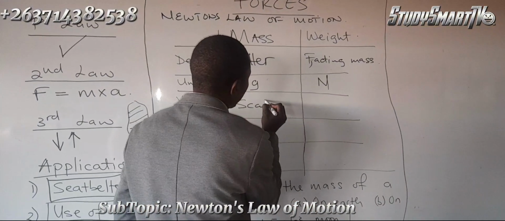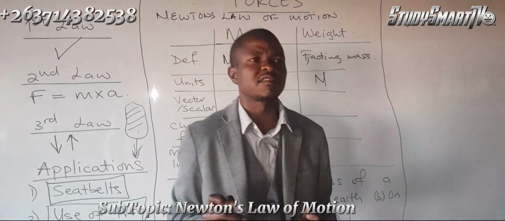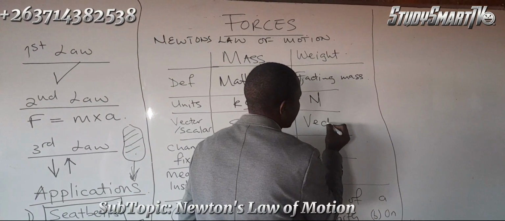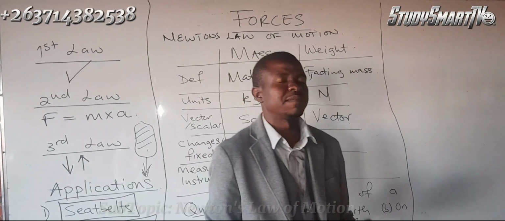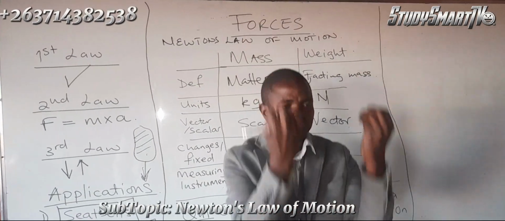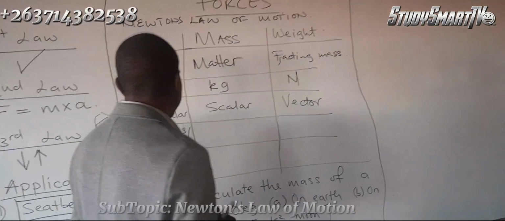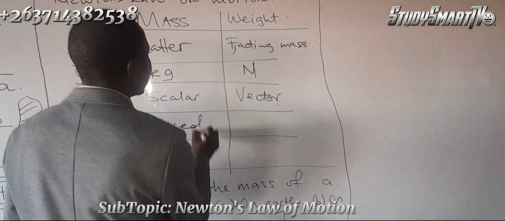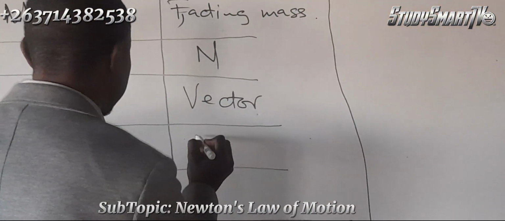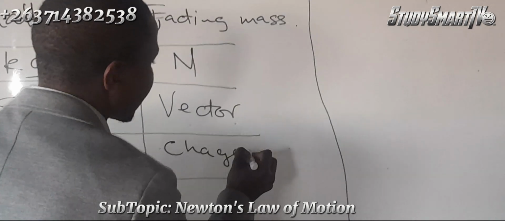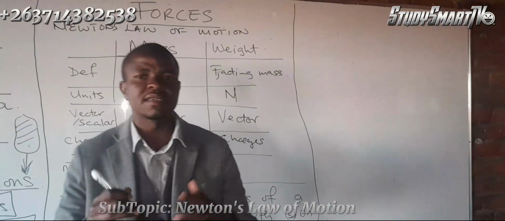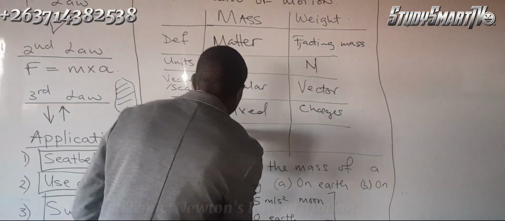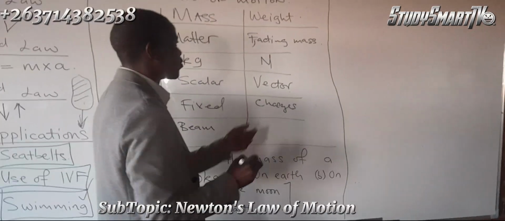Is mass a scalar or a vector? Mass is a scalar. Why? Because it only has magnitude, but mass does not act in a certain direction. Then weight is a vector. Why? For example, weight is caused by gravity. Gravity is a force that pulls things downwards, so it has direction. Then in terms of changes, mass does not change, so it's fixed. Weight changes because it is not fixed. Why? Because a change in gravity also brings a change in weight. Then in terms of the measuring instrument, for mass we use a beam balance, and for weight we use a spring balance.